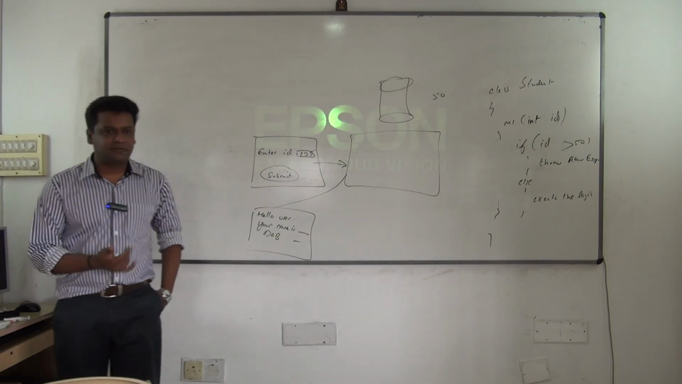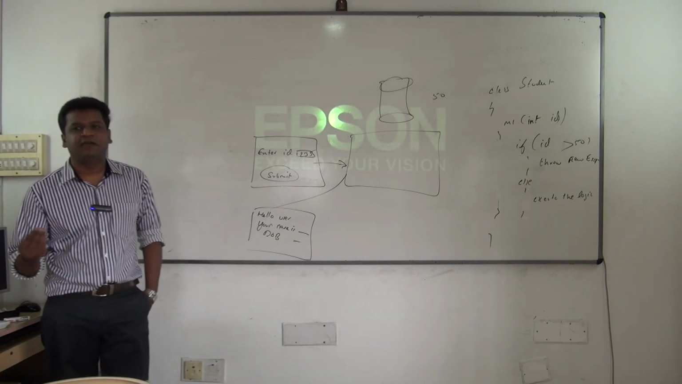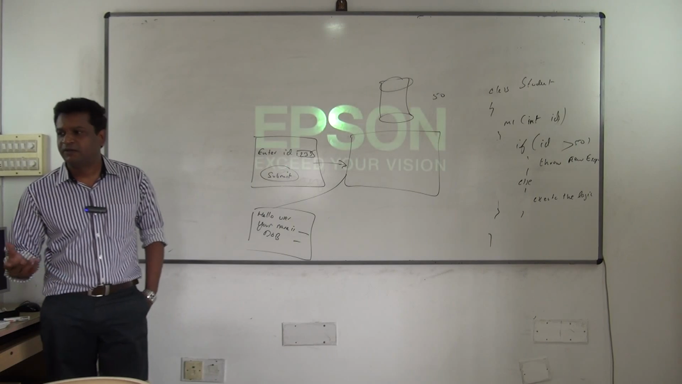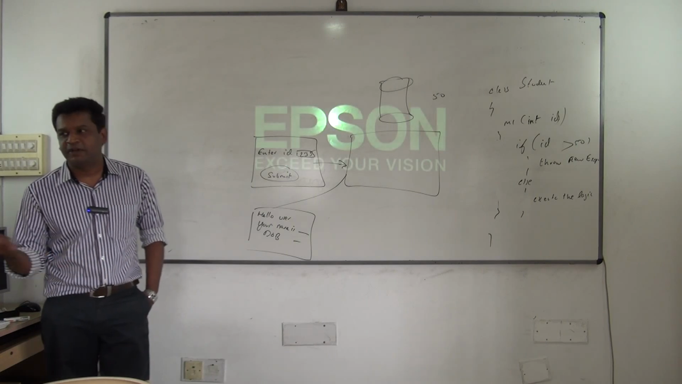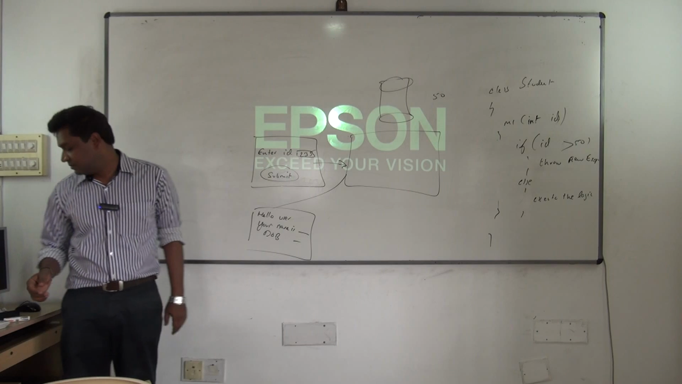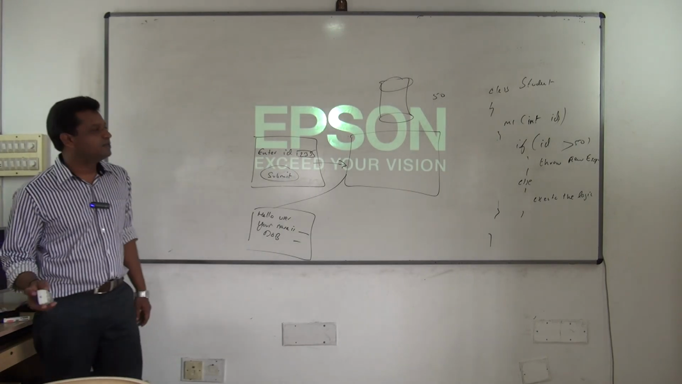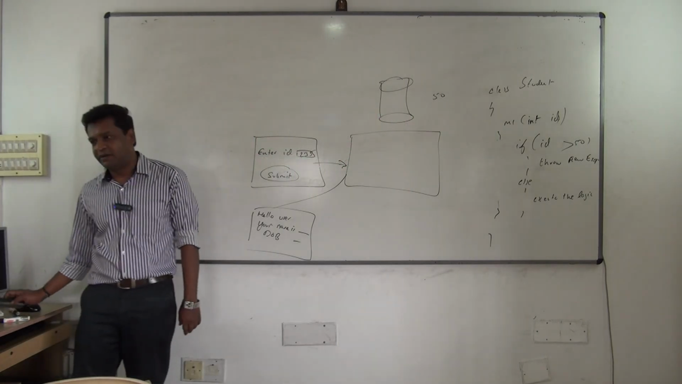Why? You will understand when I show you the example. You will understand why we have an instance variable, why we write a constructor, why we override the toString method and all that. Clear with all this? So we'll see now how to write user defined exceptions.